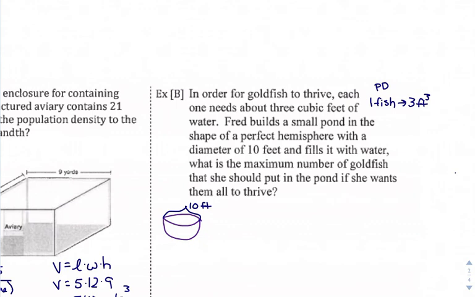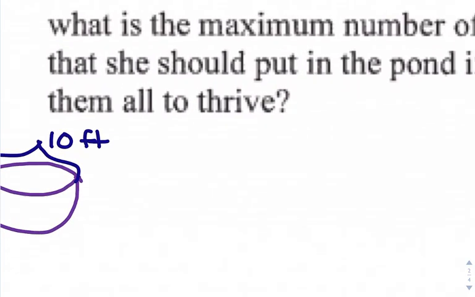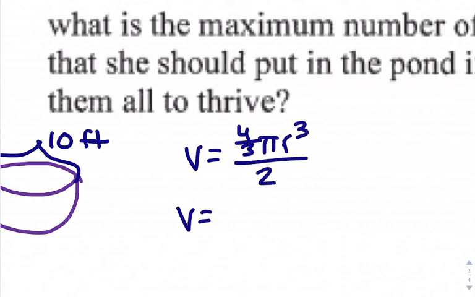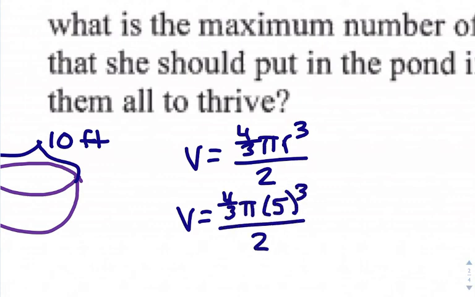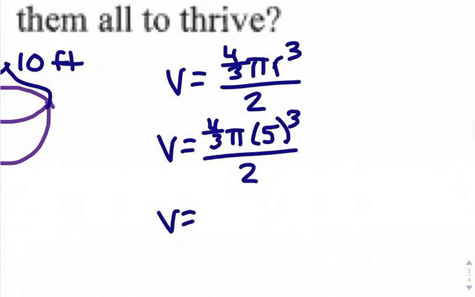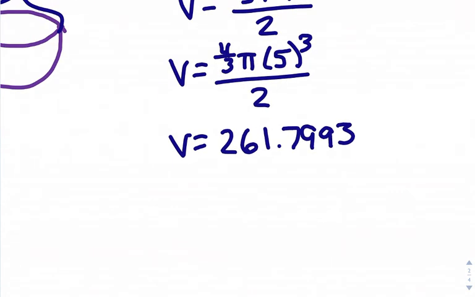First thing, we're going to have to find the volume. Since this is a hemisphere, we find the volume of a hemisphere, which is 4 over 3 pi r cubed. Remember, that's a sphere, and then we divide it by 2. The radius here is 5. You type that all in your calculator, and you get an answer of 261.7993.